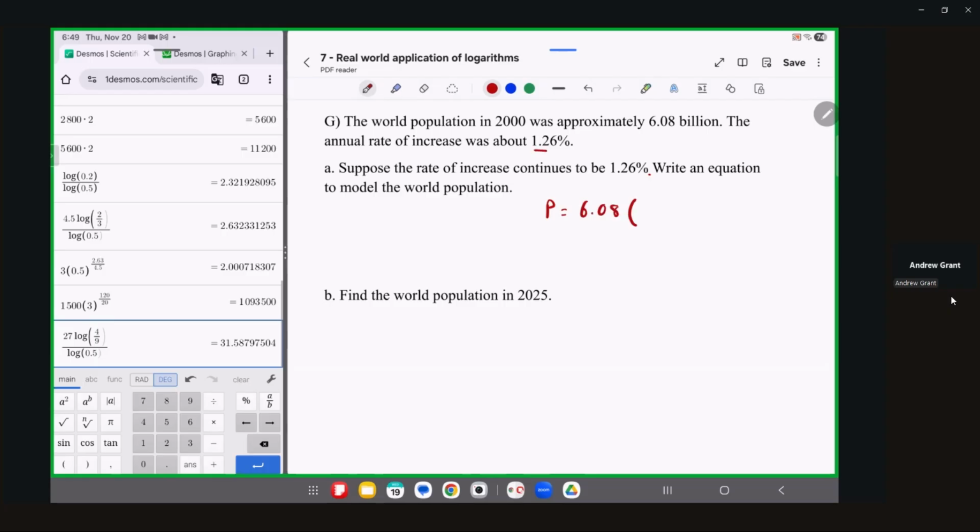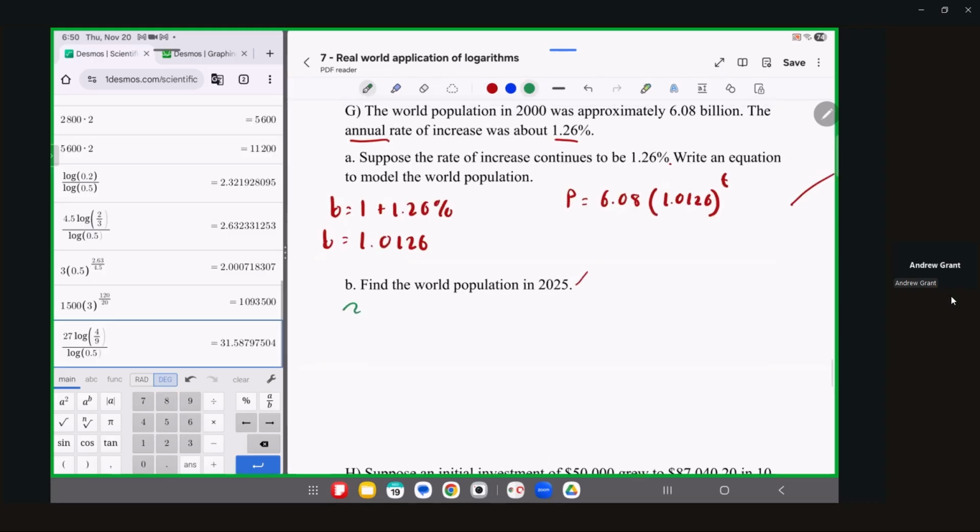Okay, so here we know that the population will be equal to 6.08 billion. Now, what's the B? So B, since it's an increase, will be 1 plus 1.26%. So B will be equal to 1.0126. And this is going to be each year because it's an annual rate, so it'll just be T. So there's our equation.